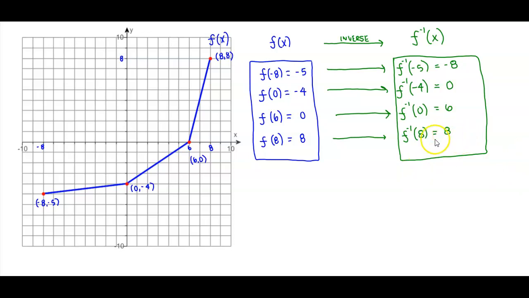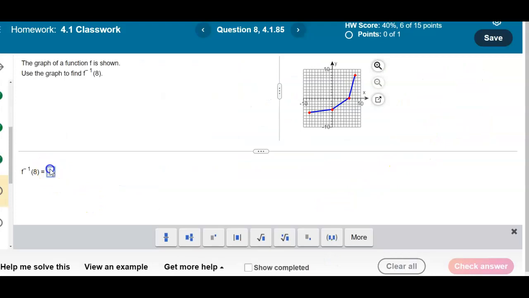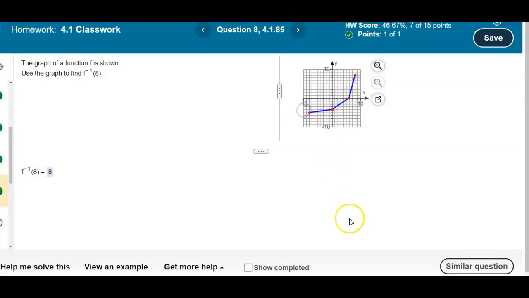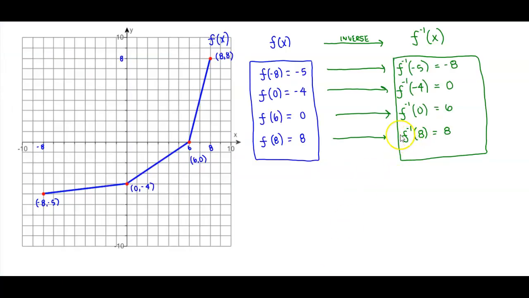So now we got our answer here, because f inverse of 8 is equal to 8, and we can go ahead and put that answer in here. So the answer here is 8. But let's finish the graph so we can understand what it would look like. This means we need to interchange these ordered pairs. So the inverse ordered pairs are (-5, -8), (-4, 0), (0, 6), and (8, 8).